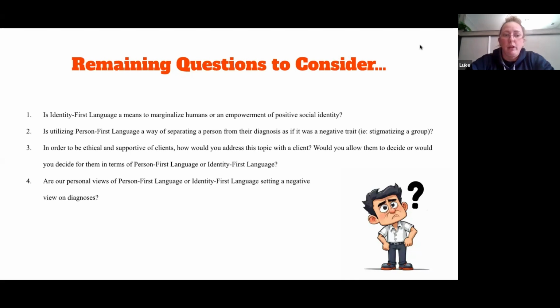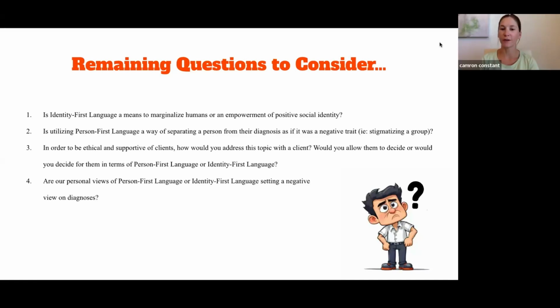All right, and the third one: in order to be ethical and supportive of clients, how would you address this topic with a client? Obviously, if they can make these choices, would you allow them to decide, or would you decide for them in terms of person first language or identity first language?